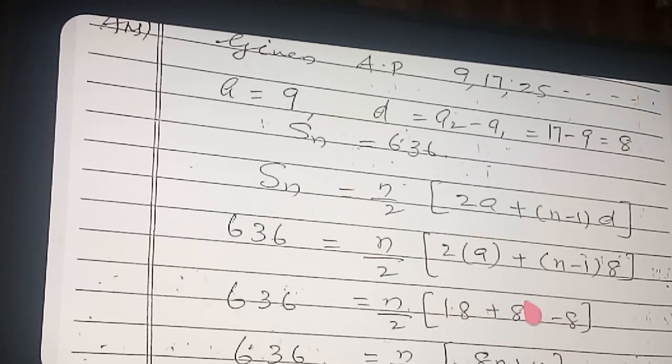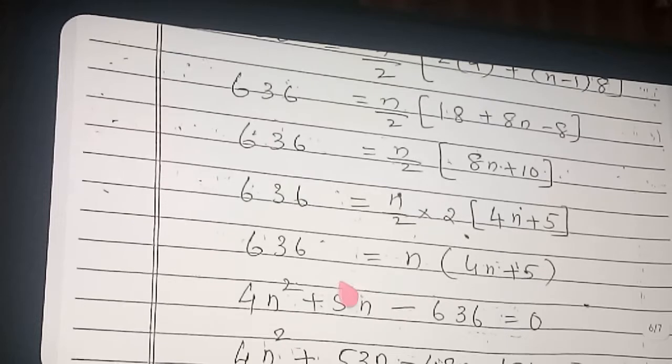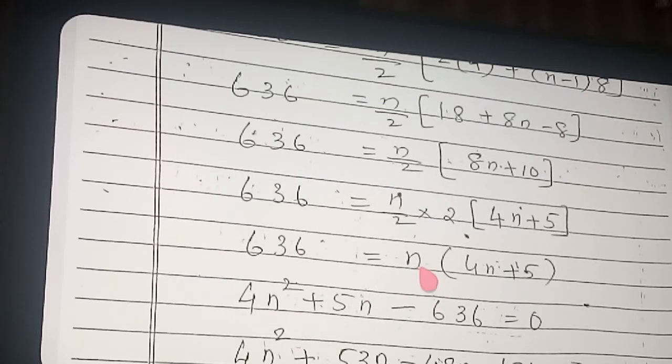Are the steps clear now? So 636 is equal to n by 2 into 18 minus 8, how much is coming? 10. So 8n plus 10. Okay? Make the steps clear. So 636 is equal to n by 2 into, here what did we do? We took 2 common outside. Taking 2 common outside, what will come here? 4n, and here we will get 5. This 2 and this 2 will cancel now. So 636 is equal to n into 4n plus 5.